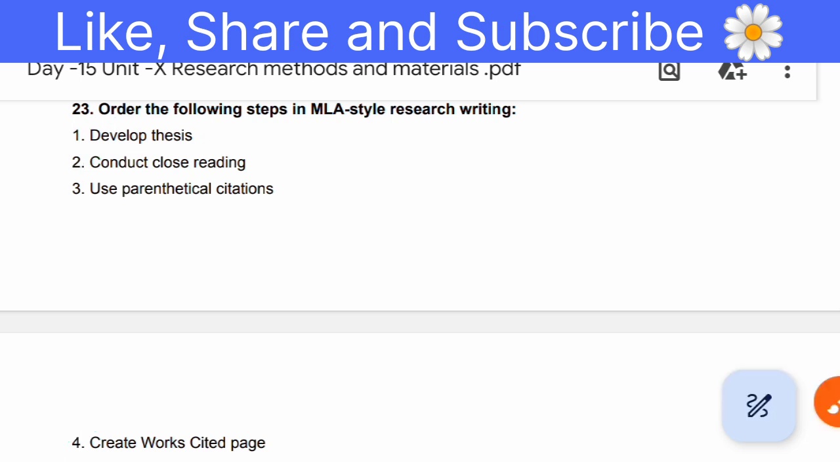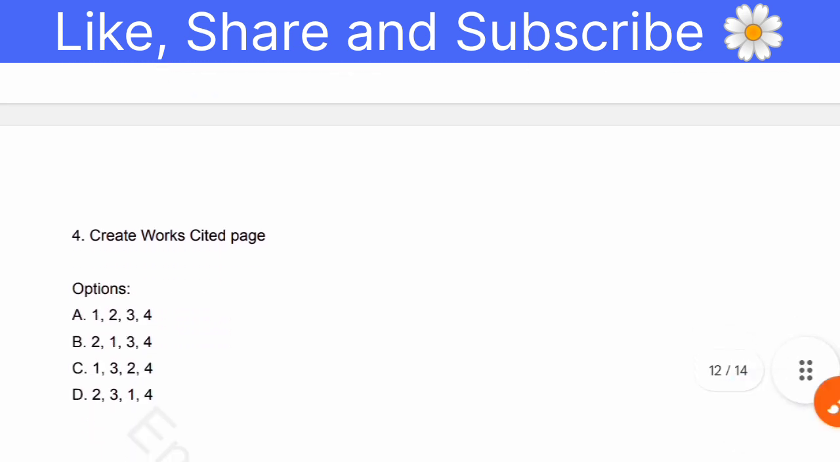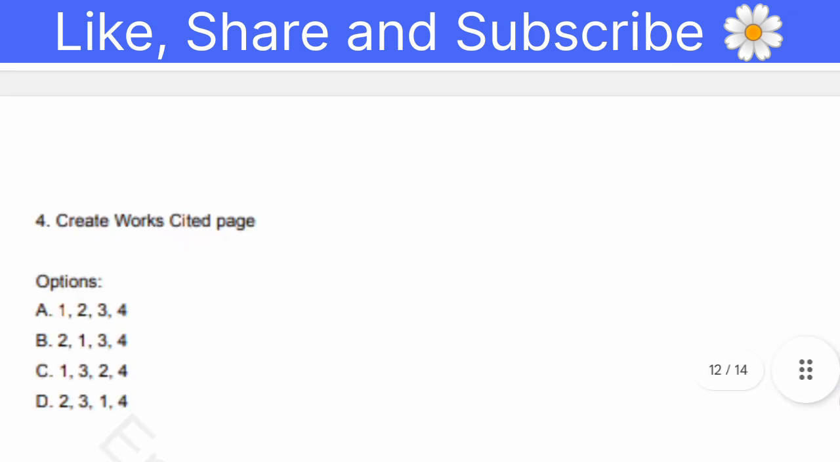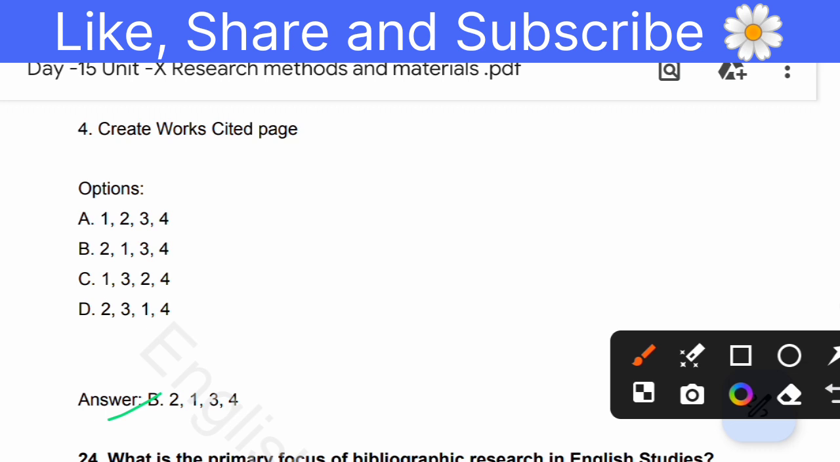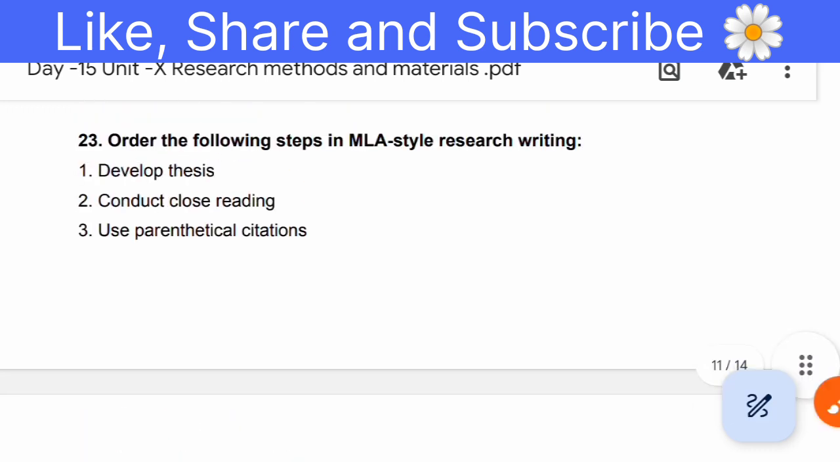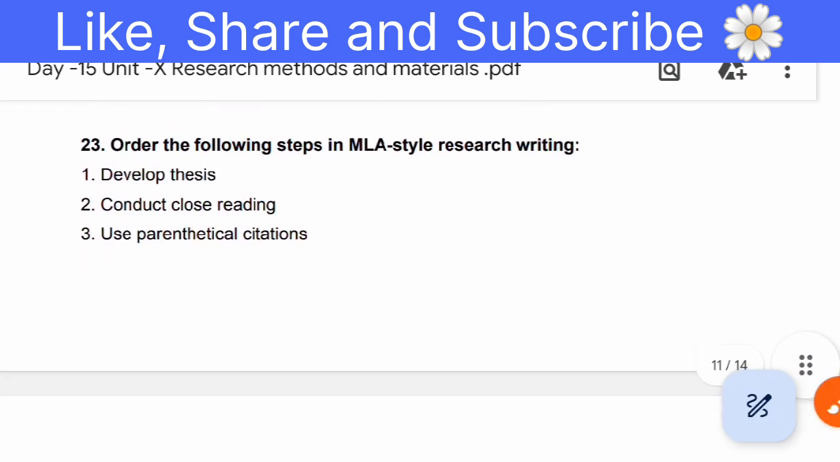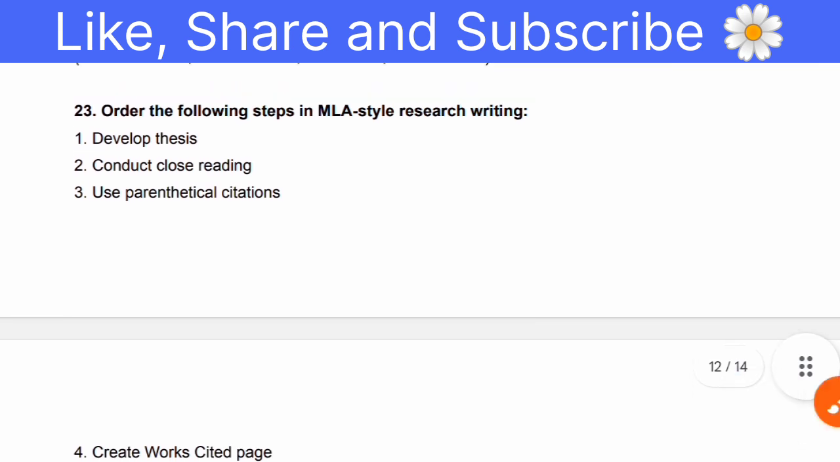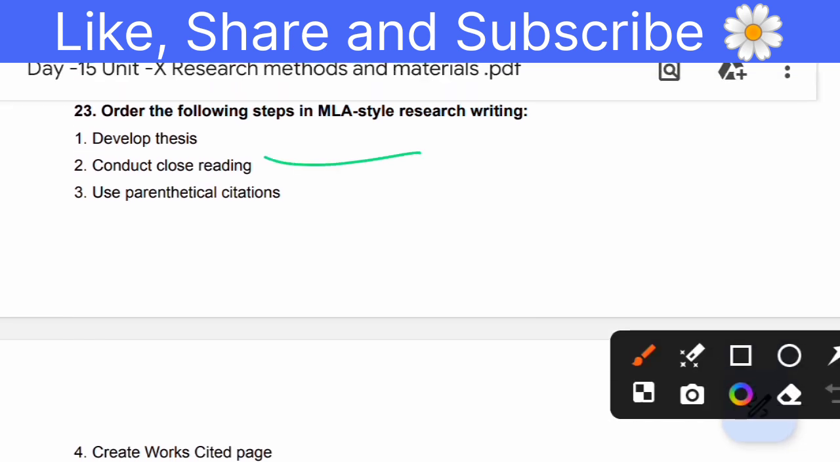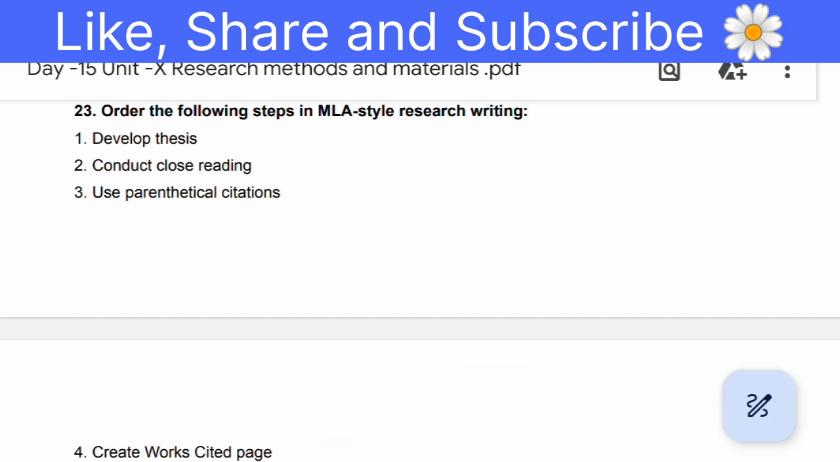Here are the options. Correct answer of this question is going to be the option B, that is 2, 1, 3, 4. Okay, let's see: you have to arrange 2, that is conduct close reading, then 1 develop thesis, then 3 use parenthetical citations and 4 create works cited page. This is the last step. Next question.